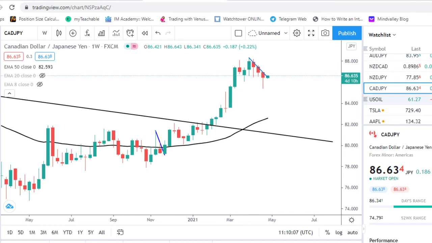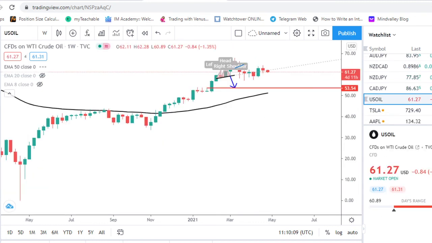And then finally we have crude oil. Let's take a look at crude oil before we call it a day. Okay, crude oil is also still in the bullish area, but it's been consolidating for some time, so neutral for that. And that's basically it for this week.